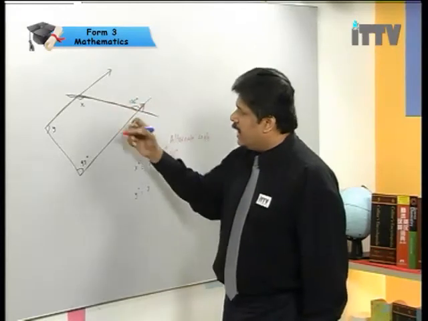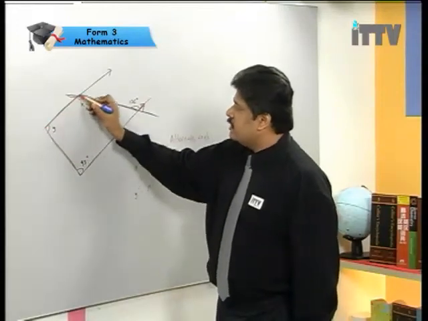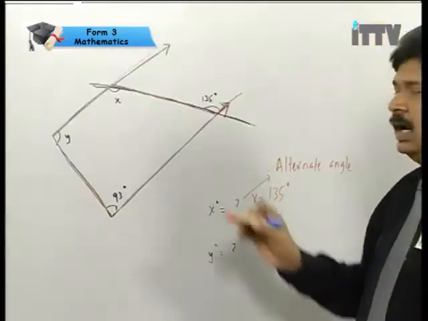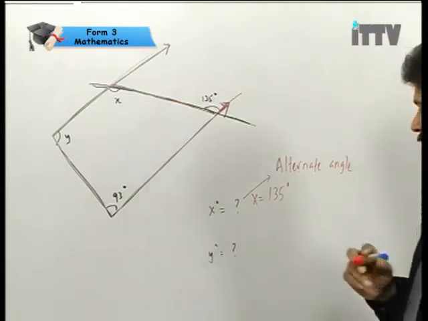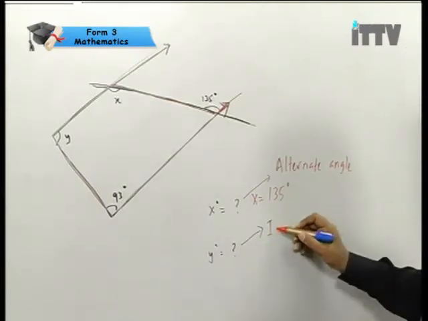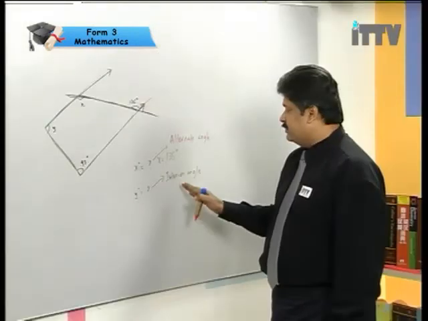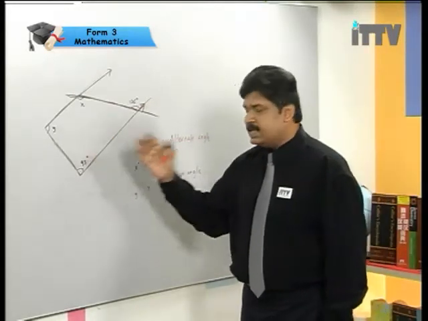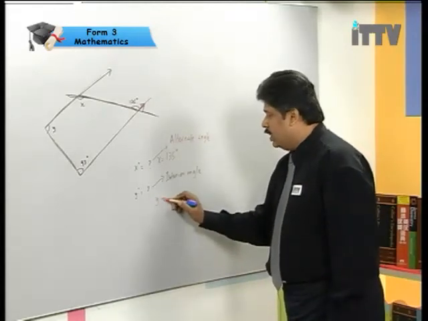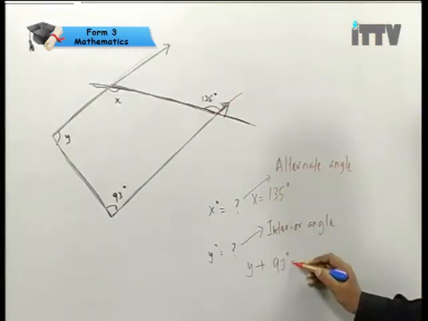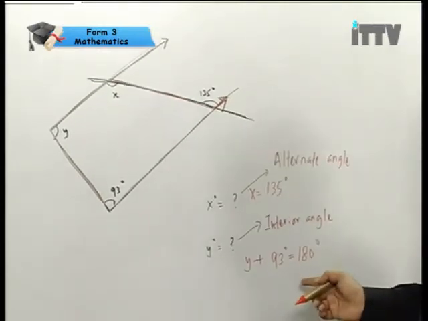These two parallel lines are linked by this bridge, this line here. So on closer examination, we find that this forms a U-shaped type of angle. A U-shaped type of angle is known as the interior angle. So therefore, y is actually an interior angle. The concept of interior angles is that the sum of the interior angles will produce 180 degrees. So therefore, y plus 93 degrees is equivalent to 180 degrees.